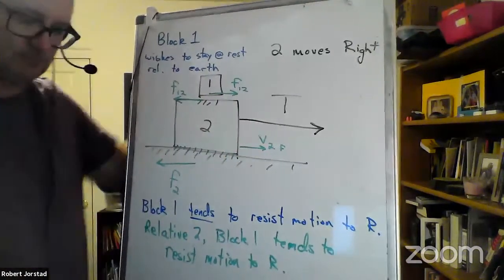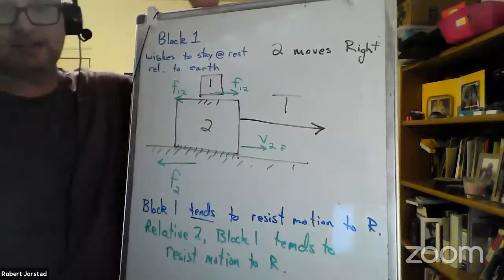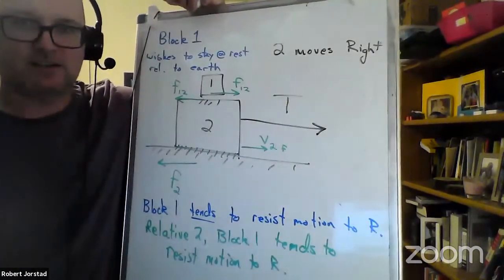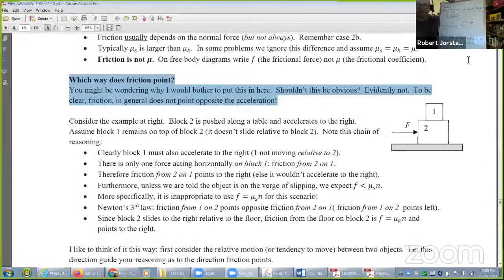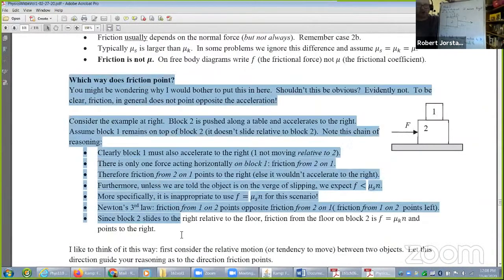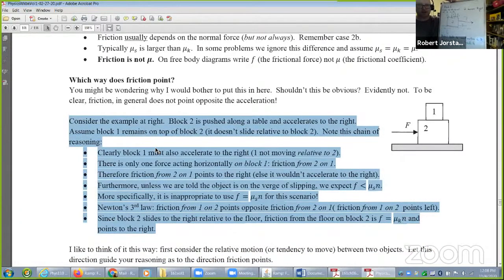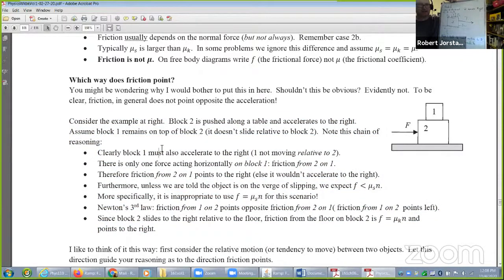All right, whoa, that was a lot of stuff. Now I want to show you some equations that relate to this on the screen. I just talked about this. We're going to do this over and over again because you can't learn this without it. This is a summary of what we just did. First, consider the relative motion or tendency to move between two objects. Maybe they don't actually move, but think about the tendency. Here is all the logic that we just went through for that problem, talked out. I'm going to leave that there for you to look at later.